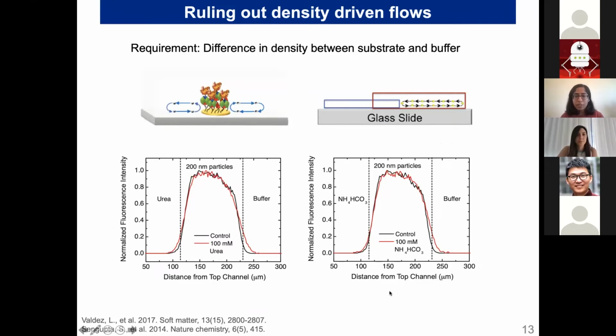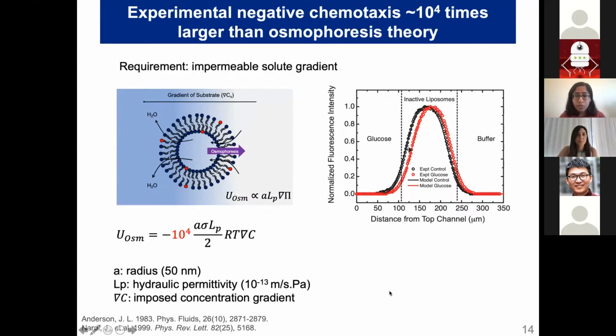So the next hypothesis that we had in mind was osmophoresis. Osmophoresis is the mechanism by which a membrane-bound colloid is able to move in a gradient of impermeable solute. In this situation, the osmotic pressure difference inside and outside the vesicle expels water from the side facing the higher solute concentration and admits it on the opposite side, thus propelling the vesicle away from high concentration of solute.